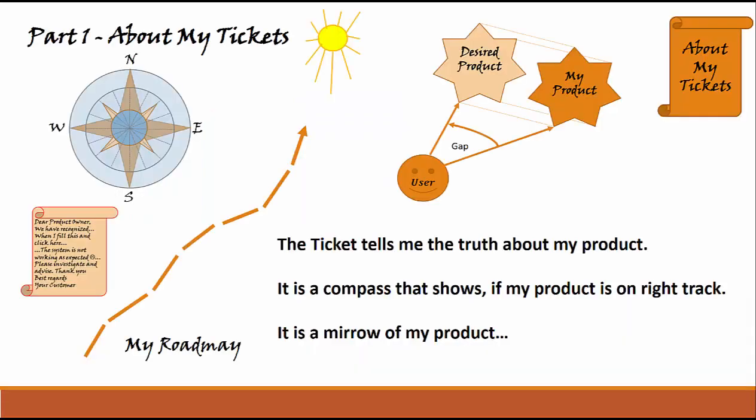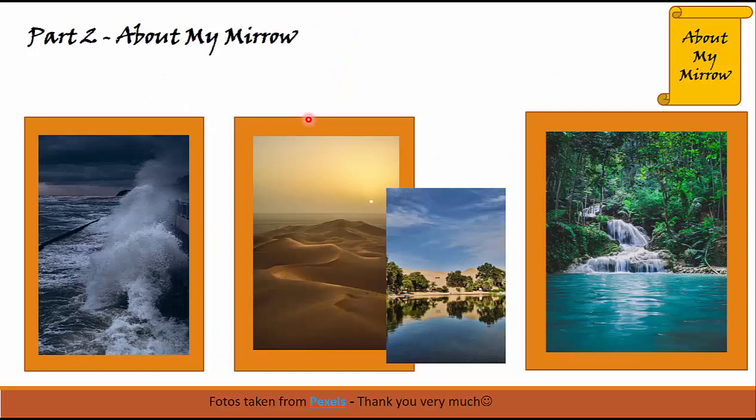About my tickets is part 1, where we learned that the feedback of the customer to my product is a gap that shows the desired product, how the customer aims to use my product. And this is a kind of compass that shows me the truth about my product, and it allows me to reflect if I'm on the right track with my product development. It is also a kind of mirror, providing me feedback on how my product is placed in the market.